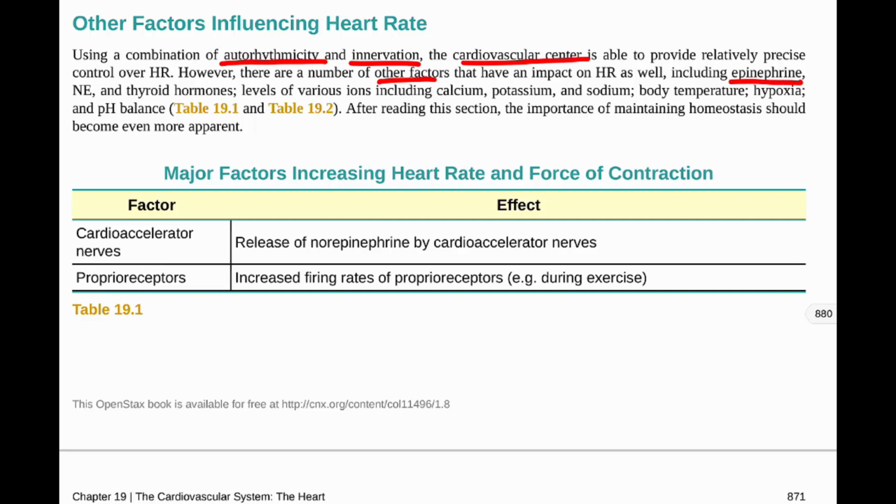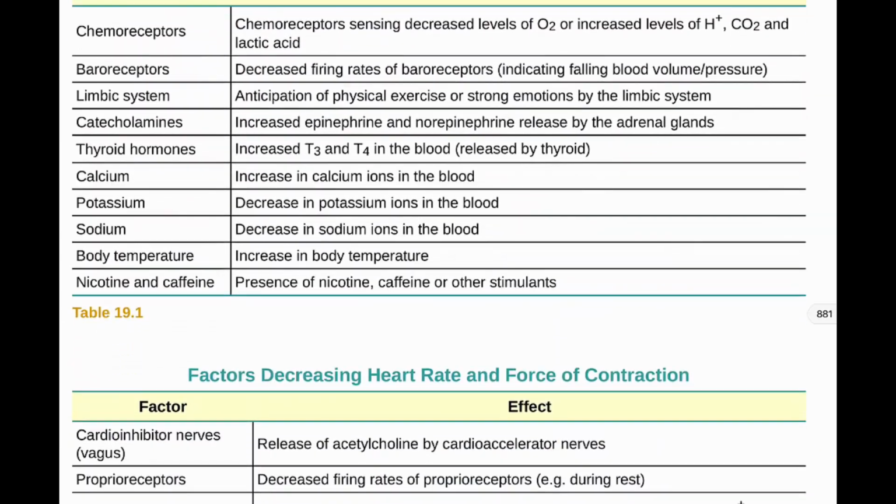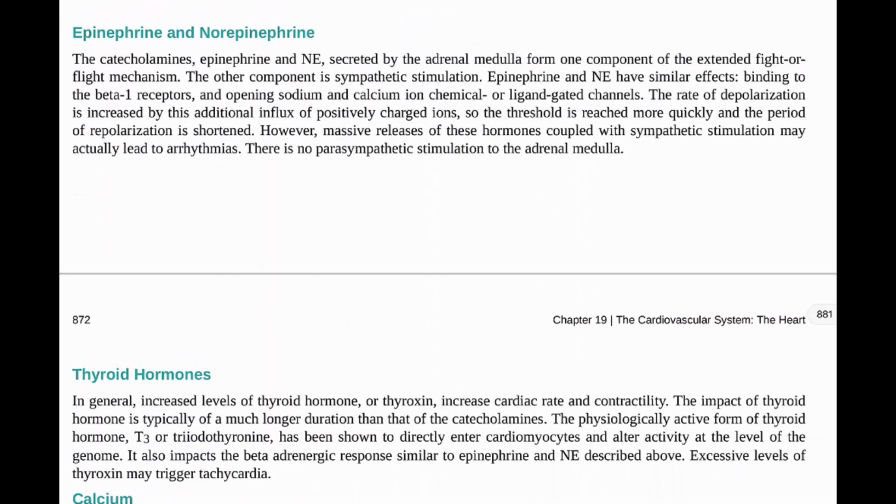So the first one is epinephrine and norepinephrine. And then we have thyroid hormones. Then we have the levels of different ions, including calcium, potassium, and sodium, all three of which are part of our depolarization, repolarization, and the plateau. Body temperature, hypoxia, which is low oxygen, and pH balance, so being acidic or alkaline. After reading this section, we're going to see homeostasis. At first, we're going to skip these charts, and then we can come back and take a look at them. They're a nice little summarization. But let's just read through the paragraphs and talk about them, and then we can go back and look at those. So first, epinephrine and norepinephrine.